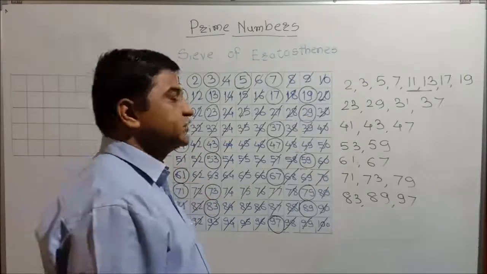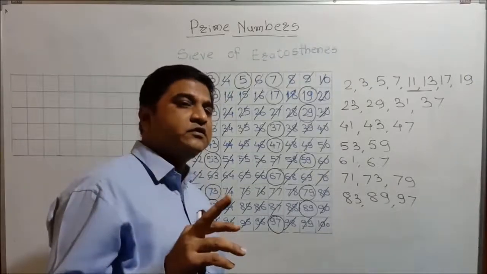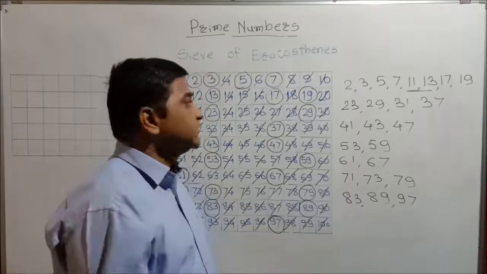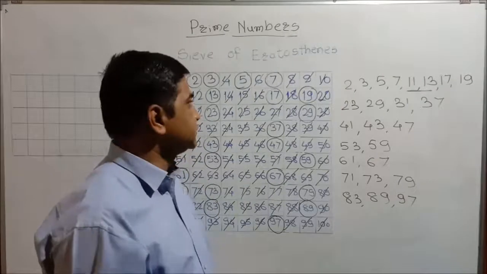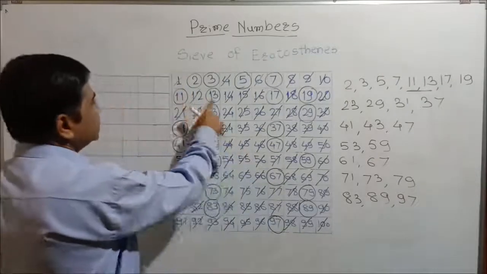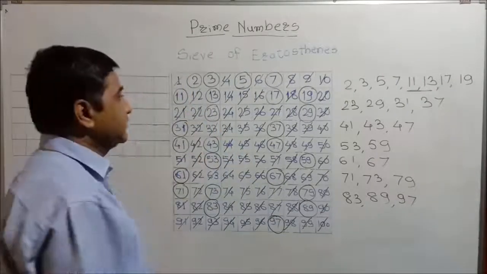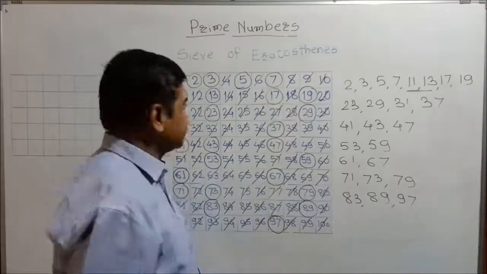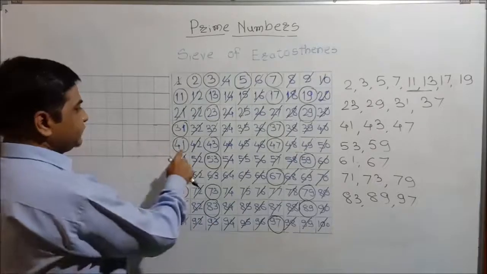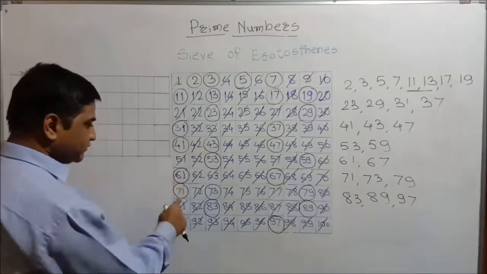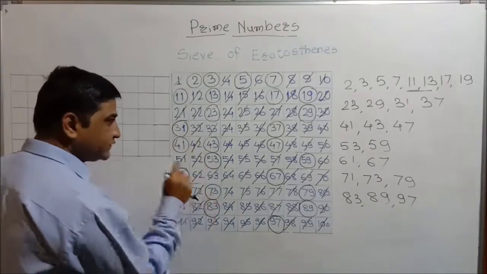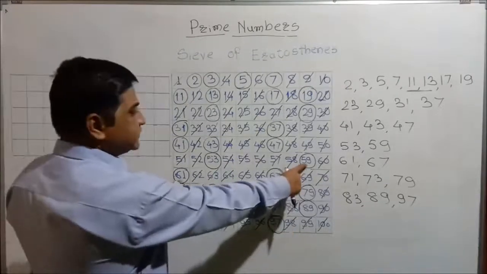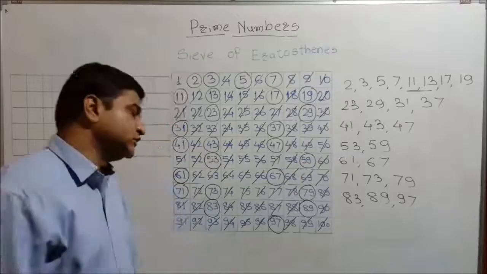Such prime numbers which differ by 2 and come one after another, consecutively, are known as twin prime numbers. For example, 11 and 13 differ by 2 and are twin primes. 17 and 19 are also twin primes. Then we have 41 and 43, 71 and 73, and even 59 and 61 as twin primes.